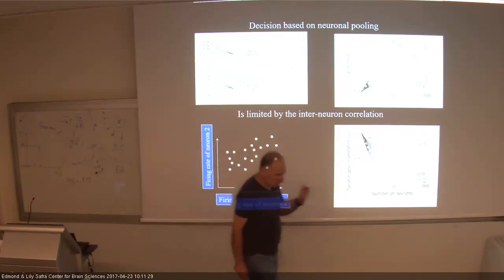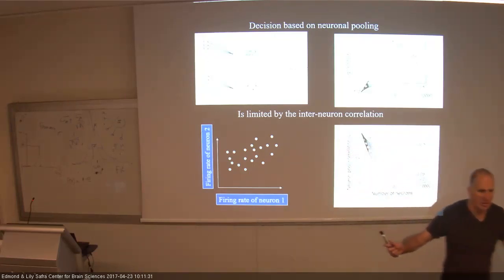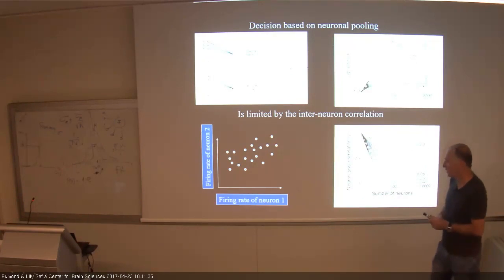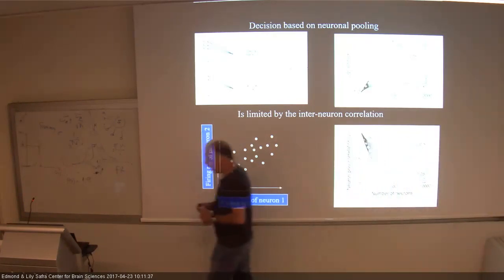So it's the trial-to-trial variation. Nothing's changed in the stimulus. So one calls this noise correlation. Okay, so that was the point I was trying to make.